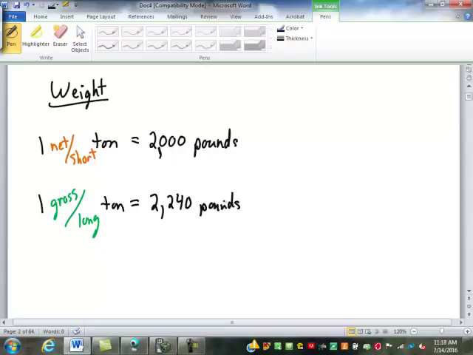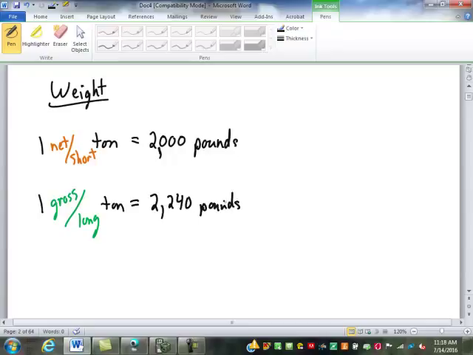This came from, again, the origins of measurement. Tons were originally used for buying and selling grain, and you used a scale. Well, you couldn't put a ton of grain on a scale, it would just fall off. So you had to have a container to hold it.